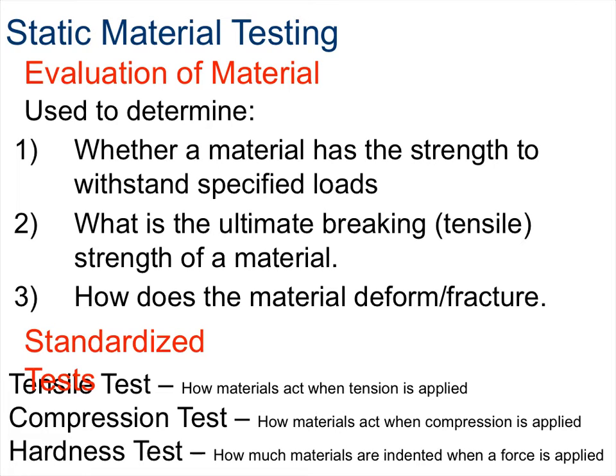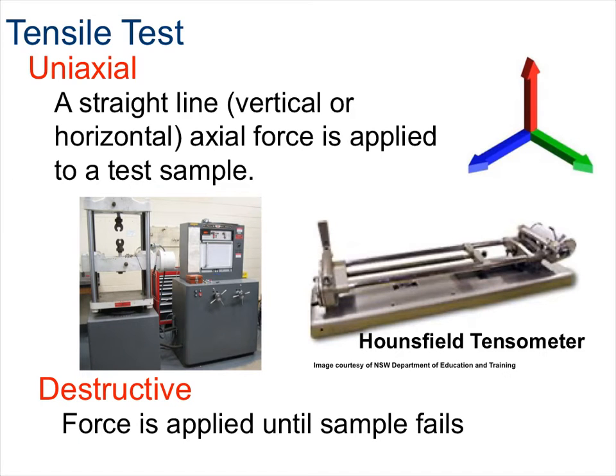The evaluation of a material based on the data collected will help us as engineers in determining whether or not a material has the strength to withstand specific loads, what the ultimate tensile strength of a material actually is, and how the material deforms or fractures over time. For this lesson, we will focus specifically on the static testing of materials. When it comes to testing materials such as woods, ceramics, and especially different types of plastics and metals in the manufacturing industry, tests are most often conducted using a tensile test.